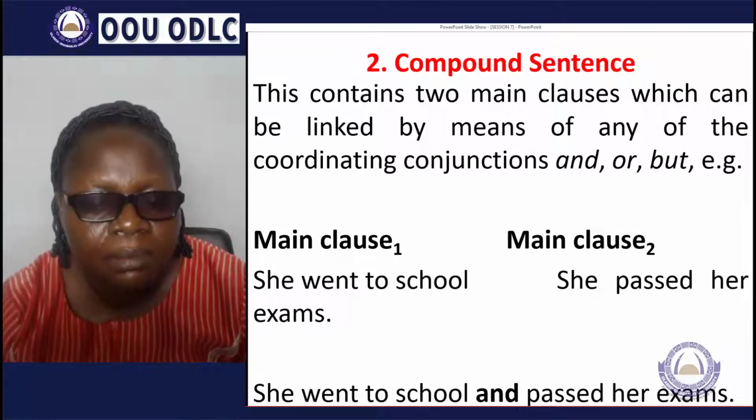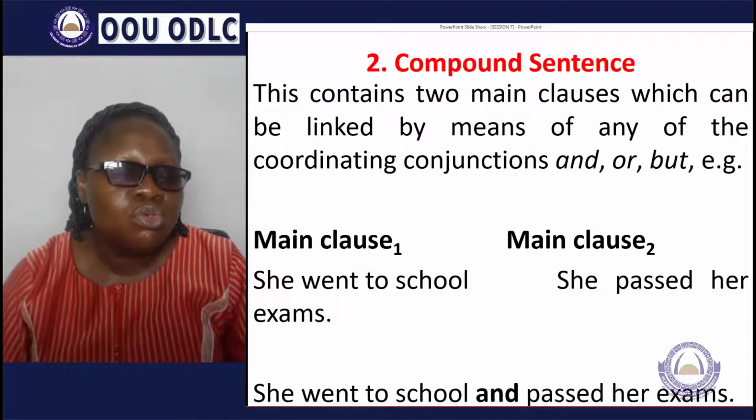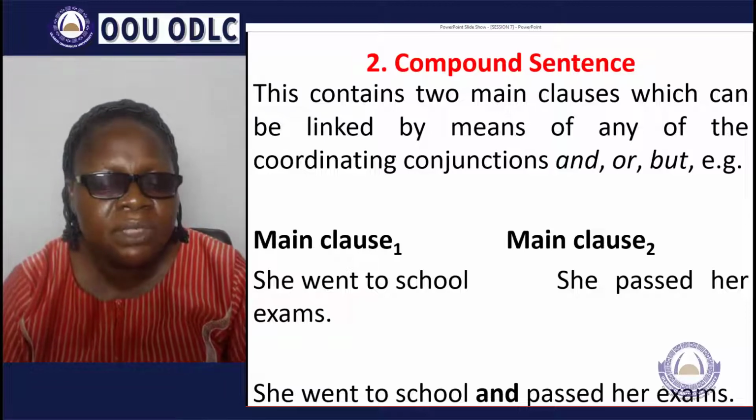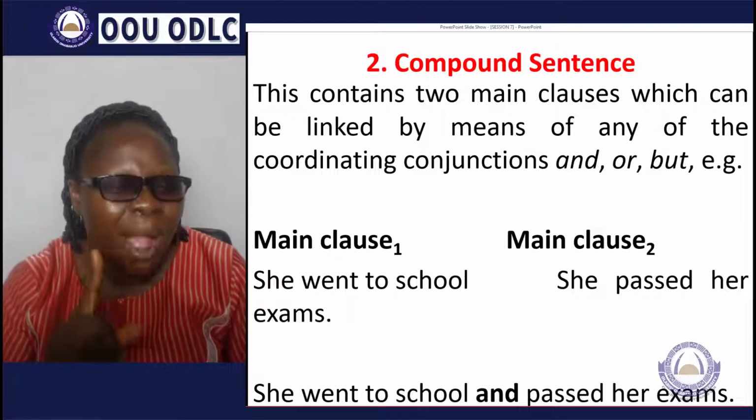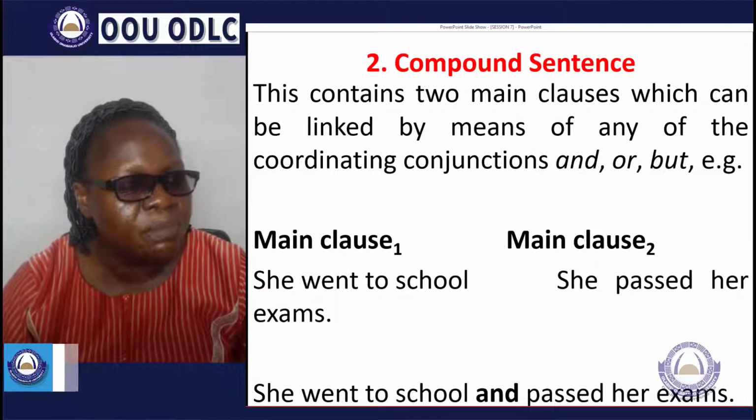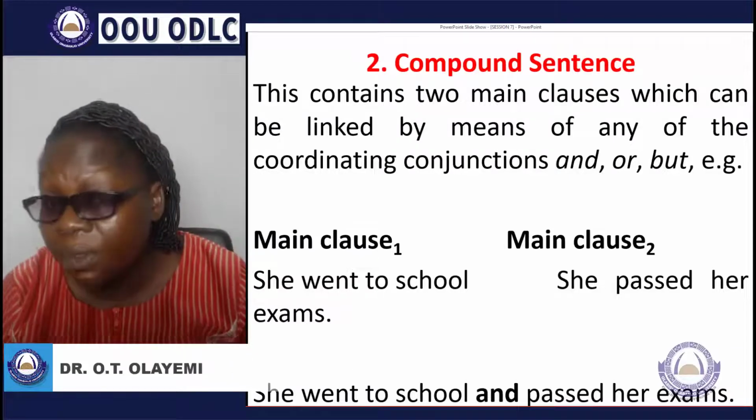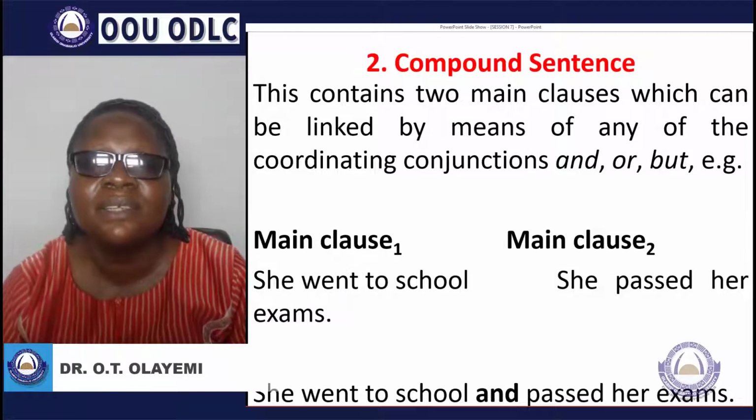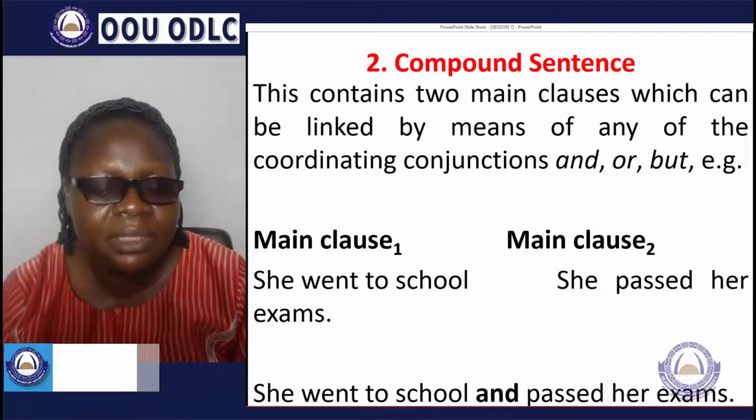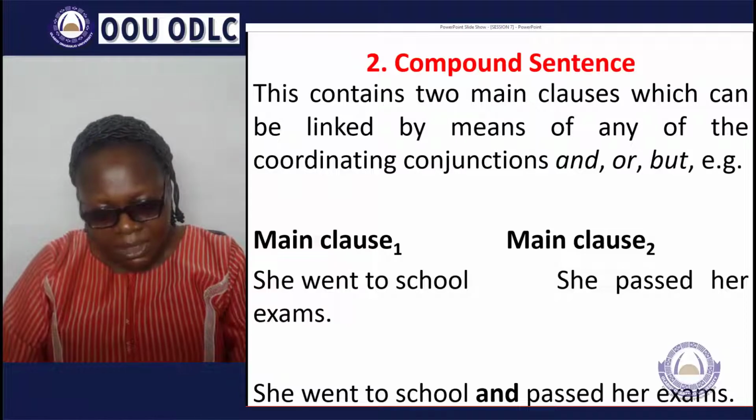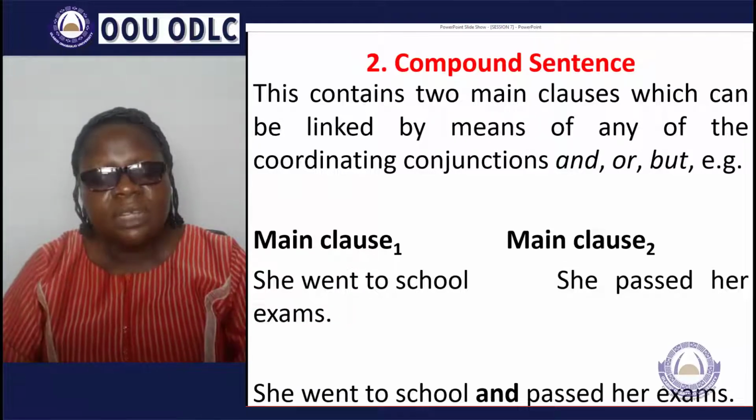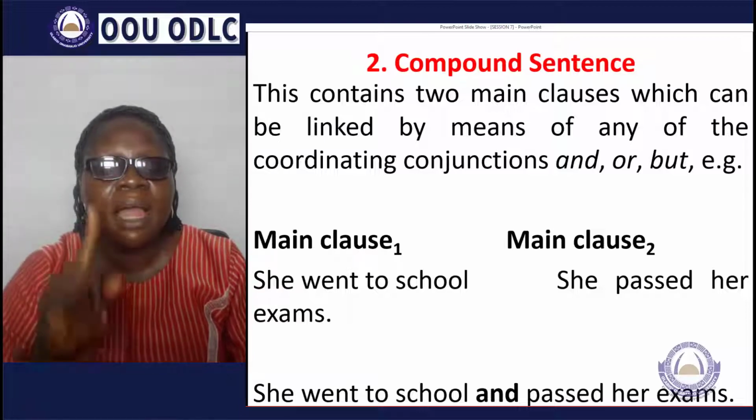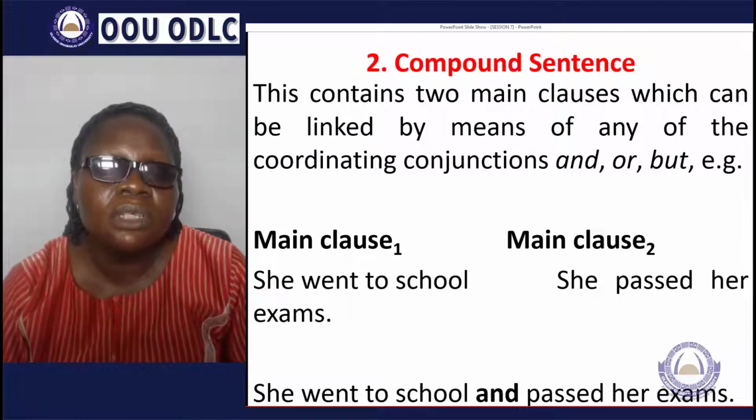She passed her exams. Now, these two main clauses can be joined together. They can be linked by means of the word and to become one sentence instead of two simple sentences. In other words, a compound sentence contains two simple sentences, which are two main clauses. So we have a new sentence that is now one, containing two main clauses linked by a coordinator.